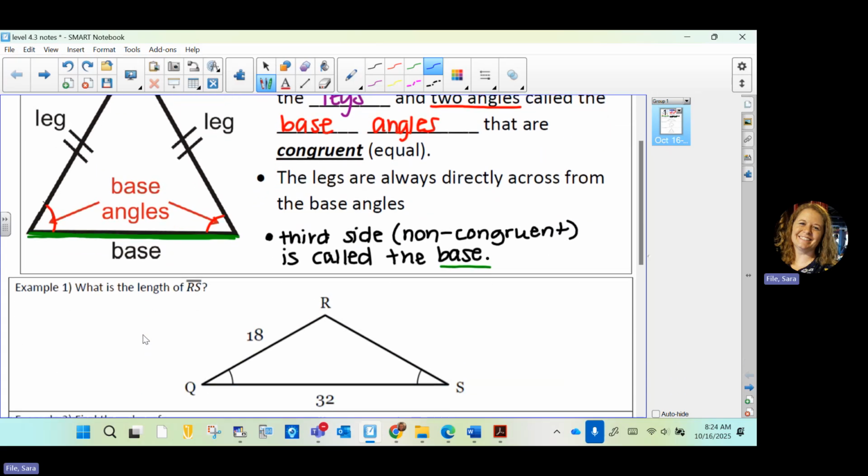So sometimes you're given a picture and it's marked. So we can see Q and S are marked congruent. So these are the base angles, which means I know that there's two legs congruent, because if those two angles are congruent, there's two legs congruent. Which sides would be the legs? This one's drawn in the same direction as this example, so it should be pretty easy to tell. What would be the leg? One of the legs here.